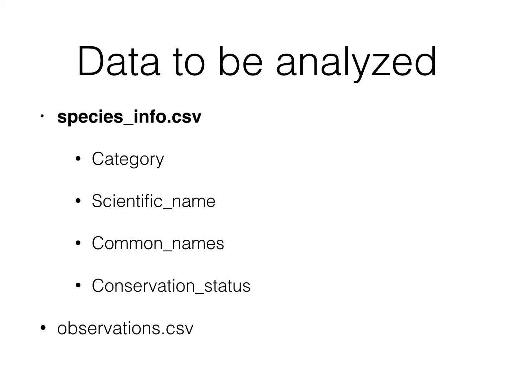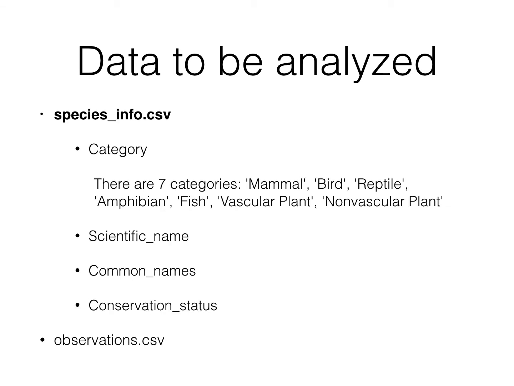The species_info.csv includes four different columns. The first one is category, the second one is scientific name, the third one is common name, and the last one is conservation status. We have 7 different categories, which are mammal, bird, reptile, amphibian, fish, vascular plant, and non-vascular plant.